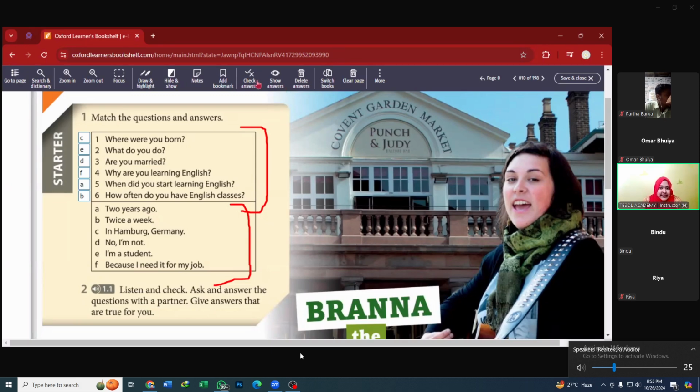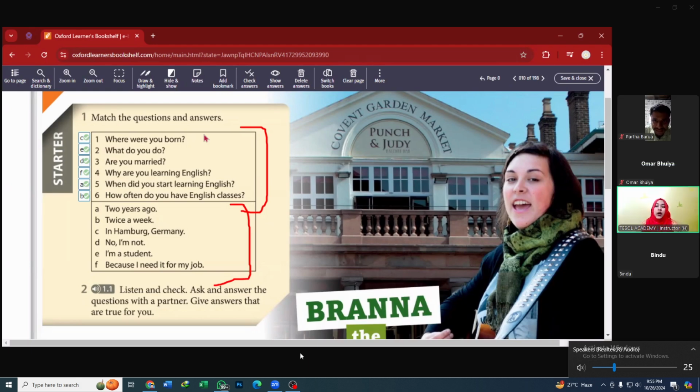So these were the answers given by you, and all of them were correct. Well done, both of you, Miss Partha and Miss Bindu. Before we move on to our next activity, I have one thing to say: we will try to talk in English only. I'm referring to all of the students. While we are in class, we will talk in English only. I don't understand Bangla. Keep that in mind. That will be easier for you, and you will be able to talk in English with me.